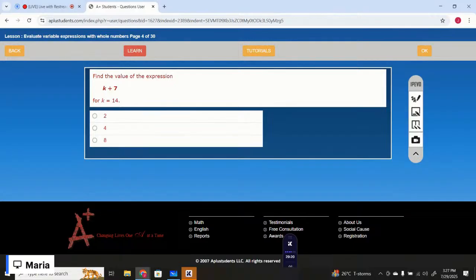Find the value of the expression k divided by 7 for k equals 14. So then that would be 14 divided by 7. So 14 divided by 7 is 2. Option number 1 is the correct option. 2 it is.